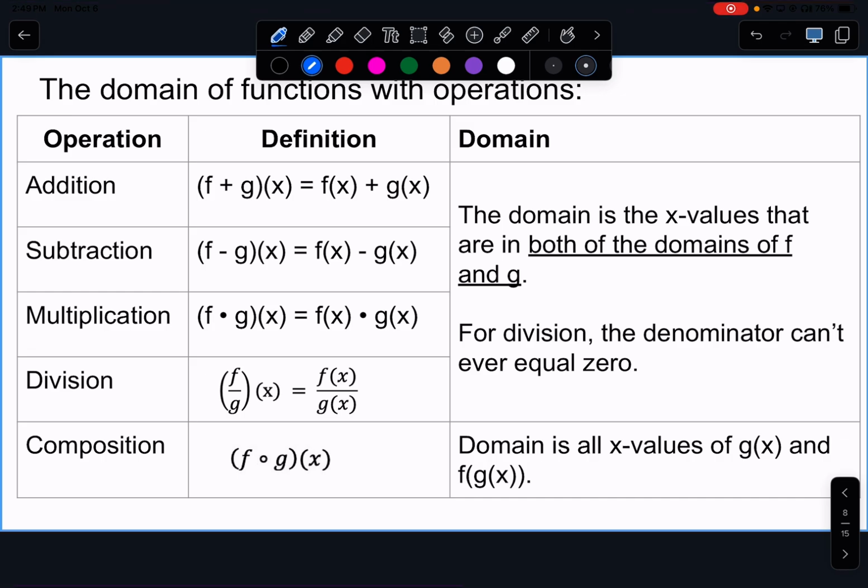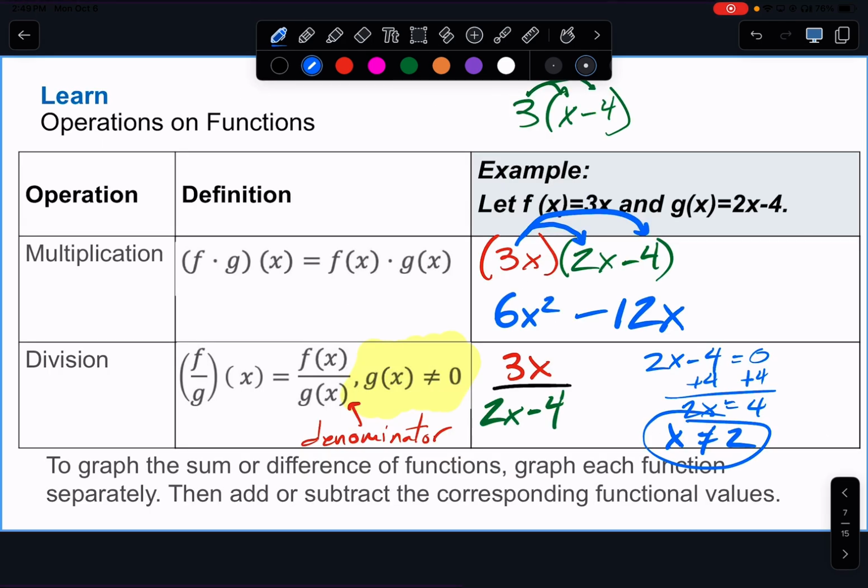When we say x cannot equal 2, like on this last one, we're saying our domain could be any number other than 2. Okay, so remember earlier in the year how we talked about negative infinity to infinity. Sometimes there was a limit on some of our graphs where it would start and stop. Well, in this case, most of the time it's going to be negative infinity, infinity, unless it's division.